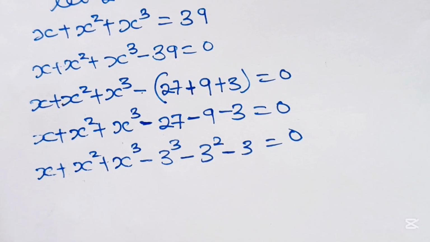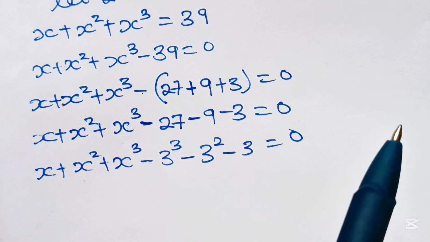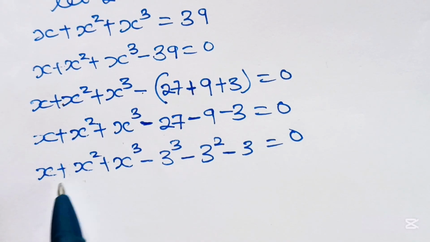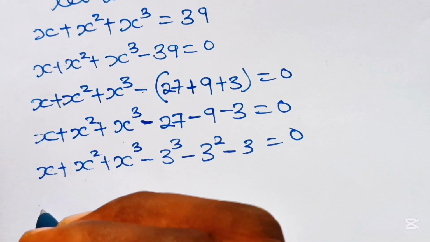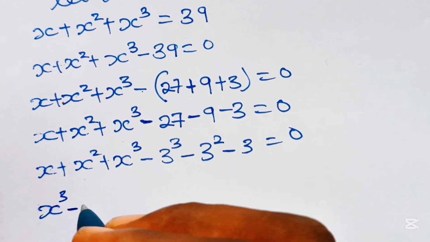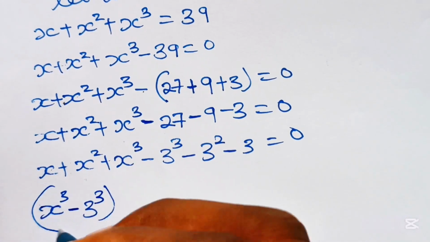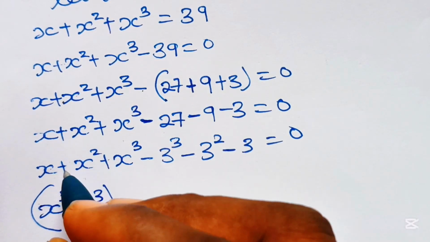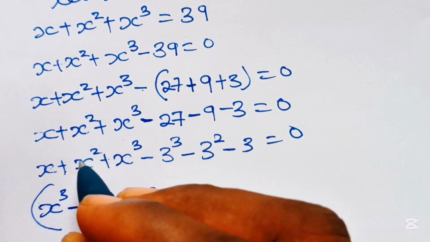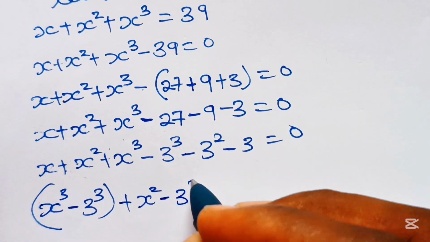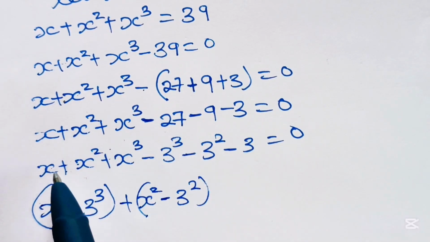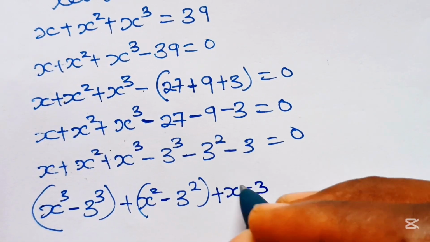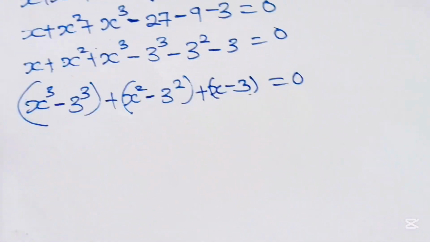Thank you. So we are going to collect like terms. So cube to cube, square to square, and ordinary number to ordinary number. So let's do that. So we have x to the power of 3 minus 3 to the power of 3. Then we have x to the power of 2 plus x to the power of 2, right? Minus 3 to the power of 2. And we have x minus 3, right? That is plus x minus 3 is equal to 0.